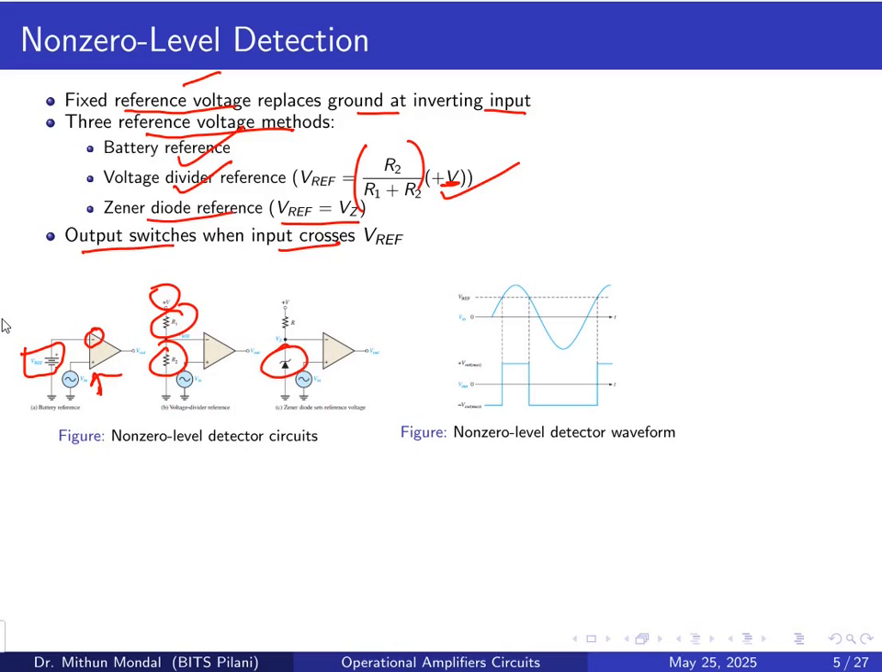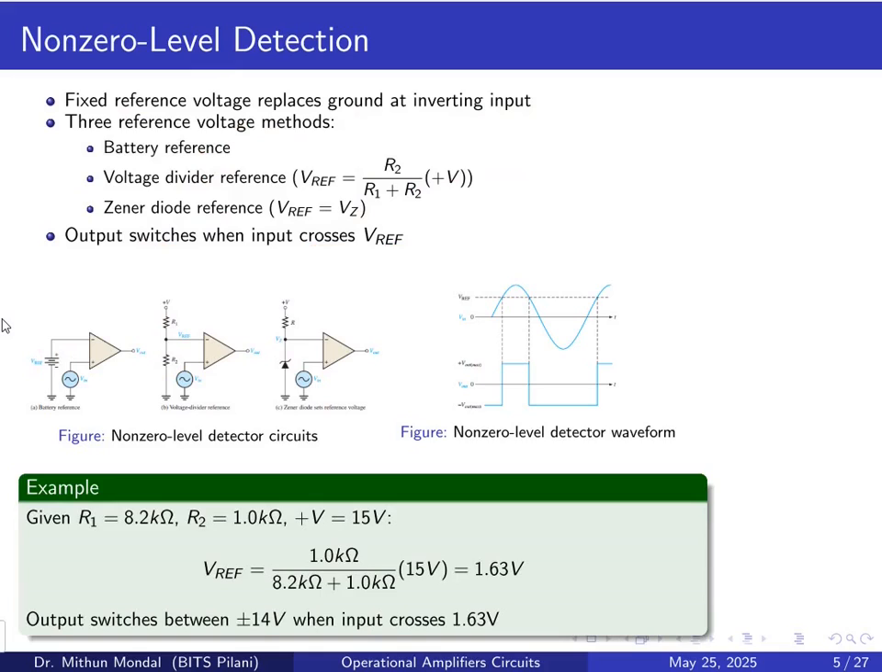The output switches when the input crosses the V reference. So there is a threshold level, which is V reference, and when it is crossed, the output is obtained. Again we get a square wave, but in this case the output switches only when V reference is crossed.